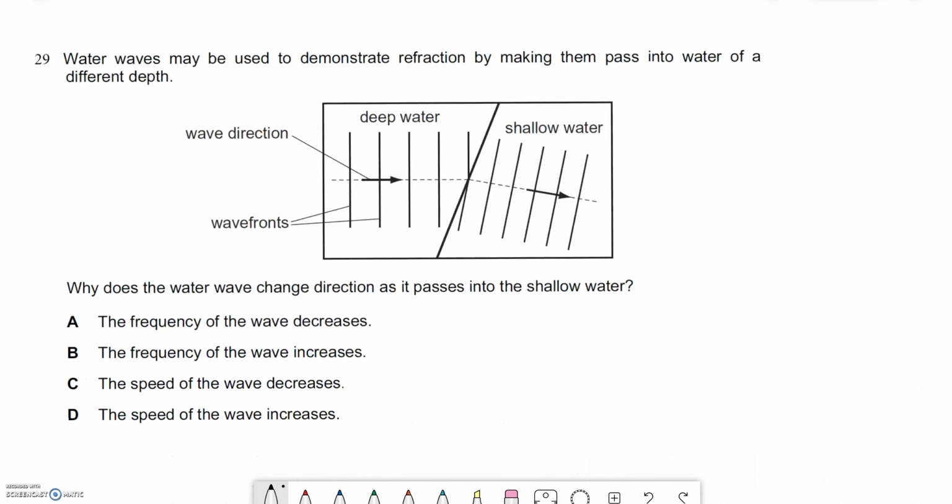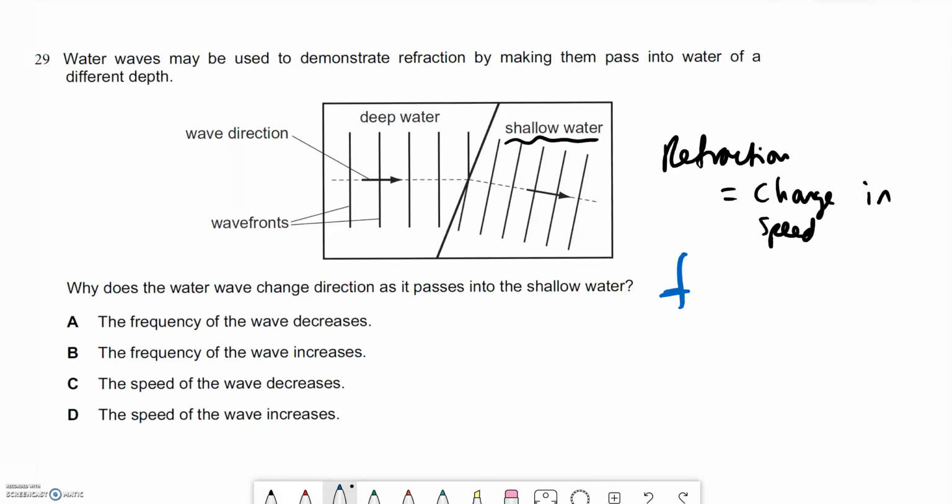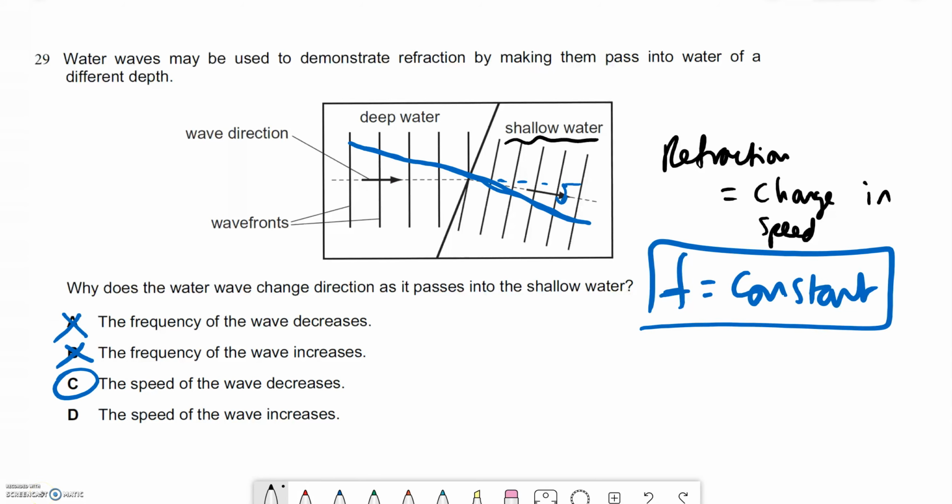Going down here, this is about water waves, demonstrating refraction by making them pass into water of different depths. Why does the water wave change direction as it passes into the shallow water? Well, remember, the change in direction, the refraction, is all to do with changes in speed. And what you must remember is frequency is constant during refraction. So as we said, we know frequency is constant. That's what I was just mentioning.